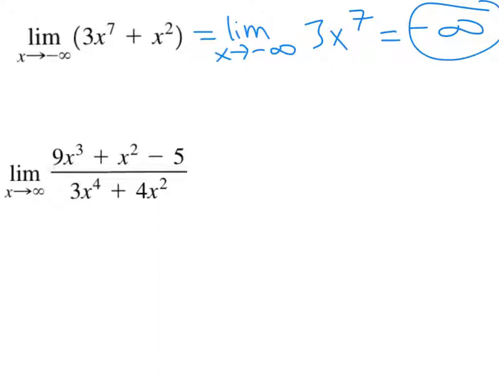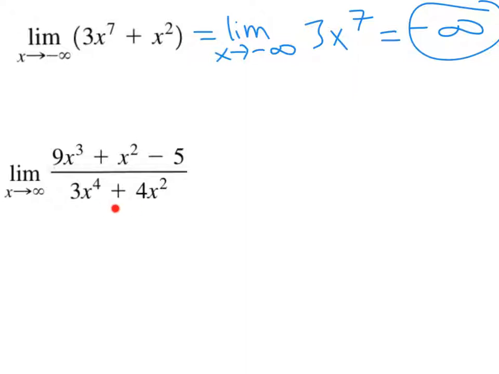Now, that's a single polynomial, so all polynomials go to positive or negative infinity at infinite limits. If you have a rational function, though, you could end up with 0, you could end up with infinity, or you could end up with a number, like a horizontal asymptote. The general steps for calculating the limit at infinity of a rational function is that you take the highest power of x in the denominator and divide everything by that power.